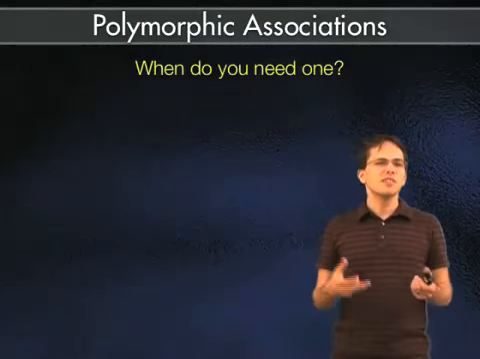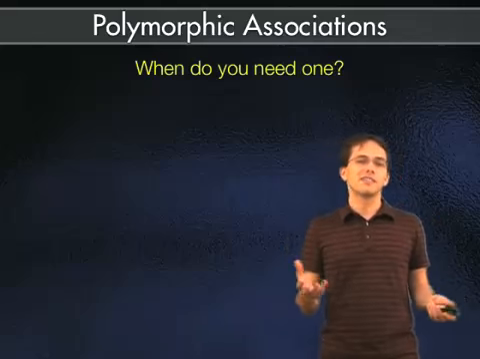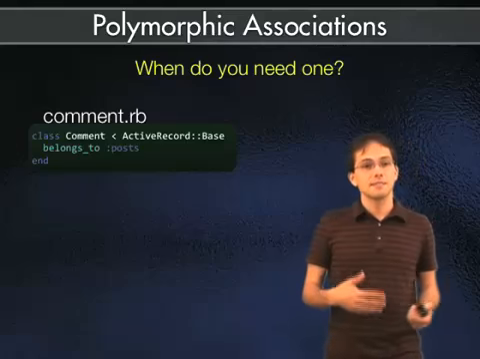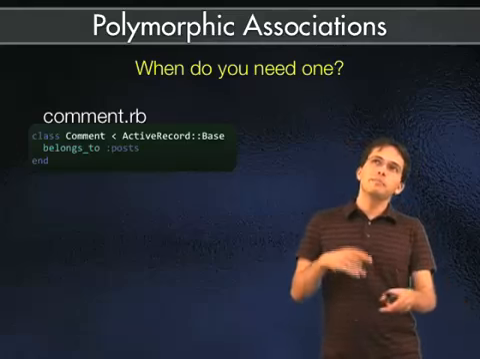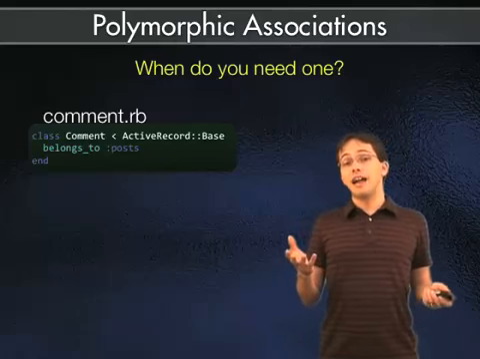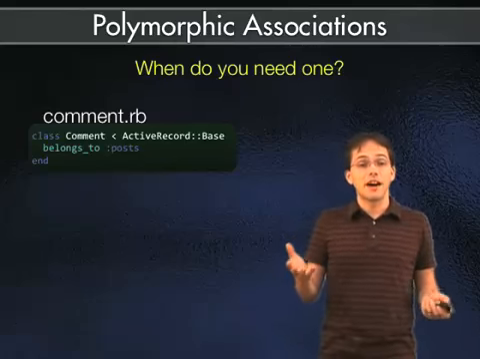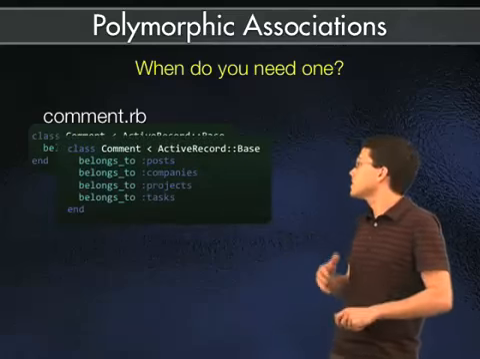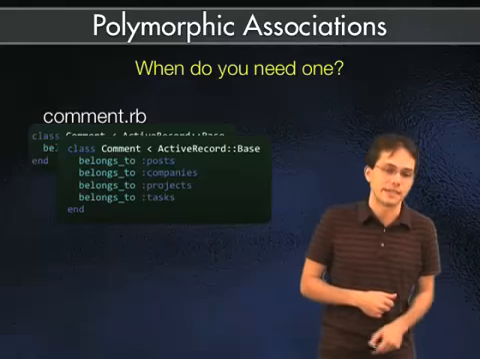Well, it usually starts out where you've got a single model. Let's say we've got a comments model, and a post has many comments. But then we build up our system and we start to add other models, and we realize we want to have those other models have comments. For example, maybe we want companies to have comments, and projects to have comments, and tasks to have comments, right?